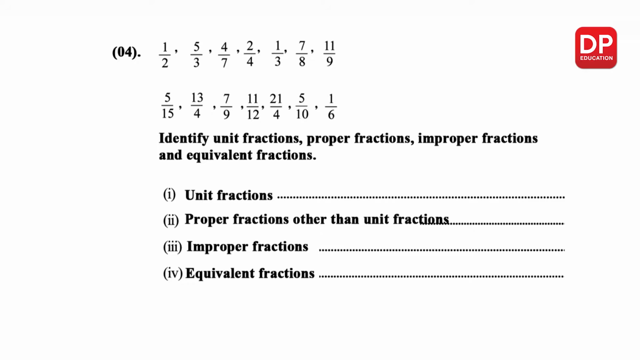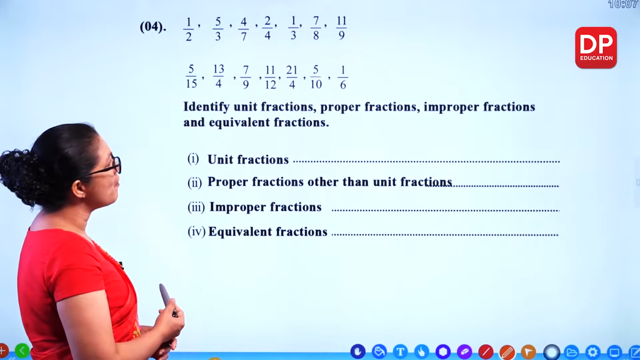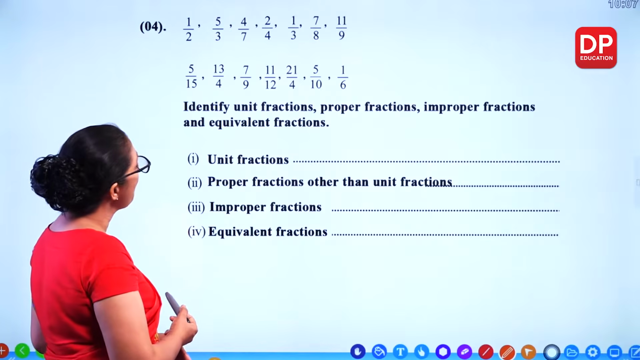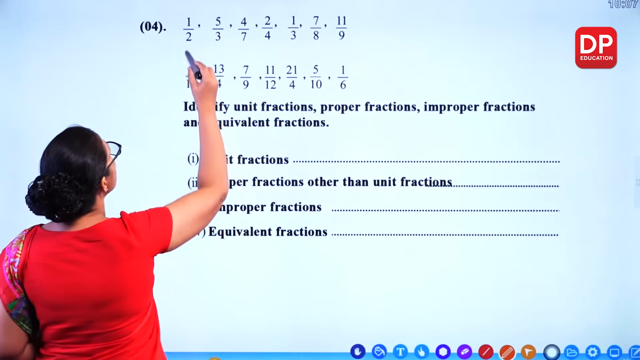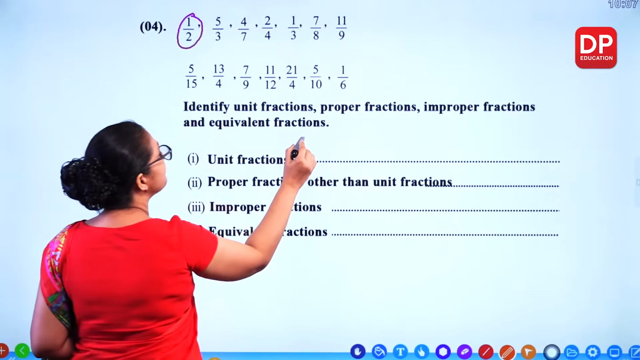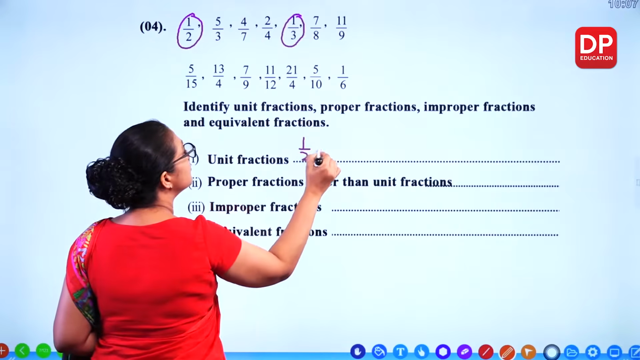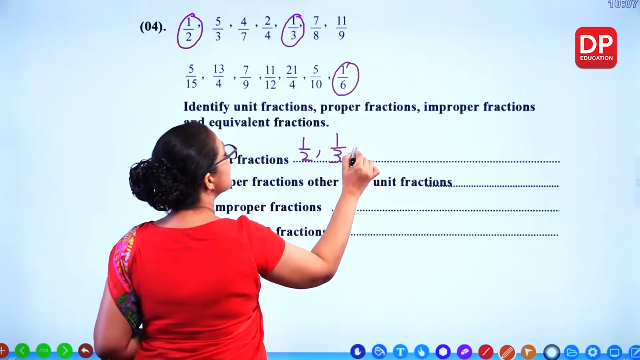Look at these fractions. Identify unit fractions, proper fractions, improper fractions and equivalent fractions. Unit fractions, that means the numerator is 1. You get a half, 1/3 and 1/6.